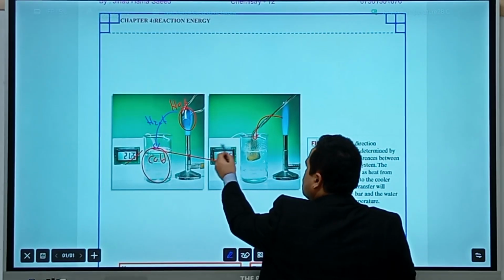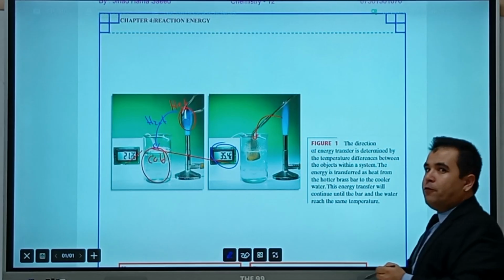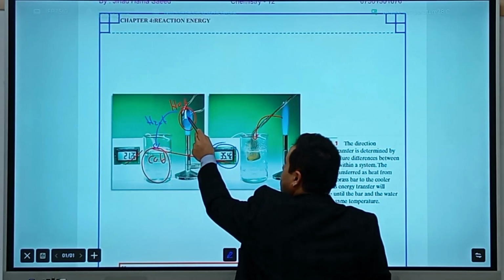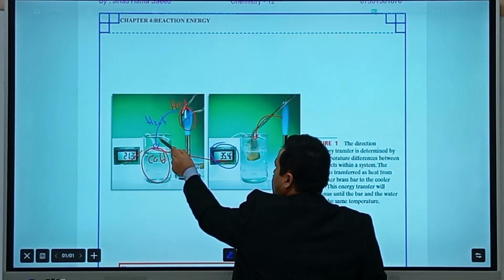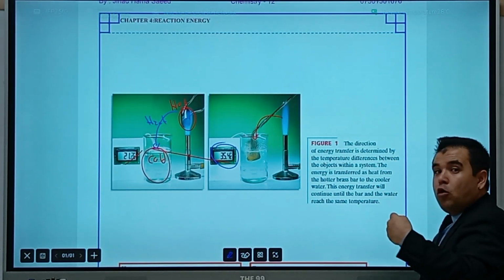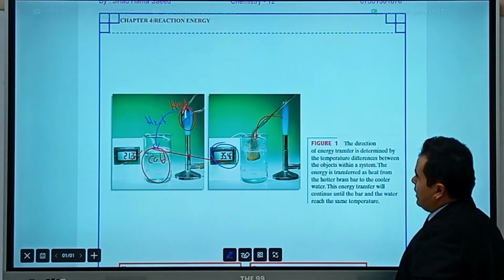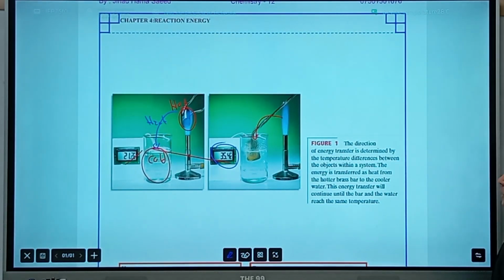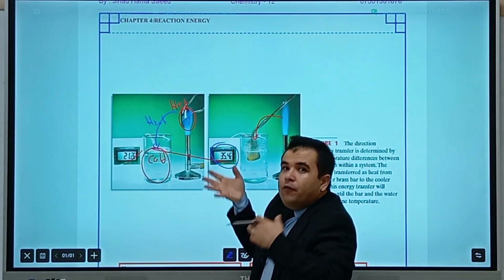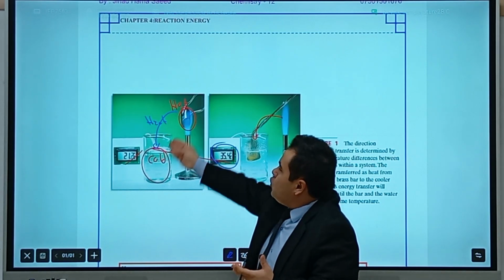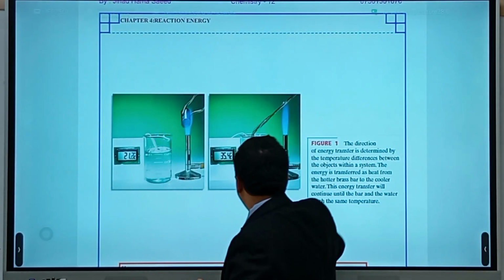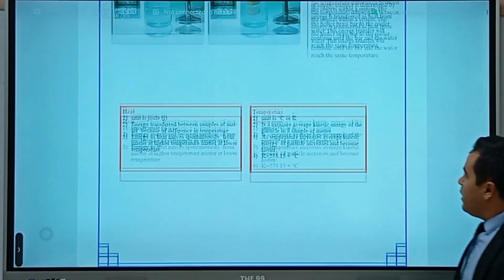Here the temperature increases to 35.4. What's this? That's the sign of what? The heat transferred from the piece of metal to the water and warms the water. That's the representation of heat. The amount of energy transferred from the hotter to the colder object, we call heat. That's the heat, and we measure it in joules.